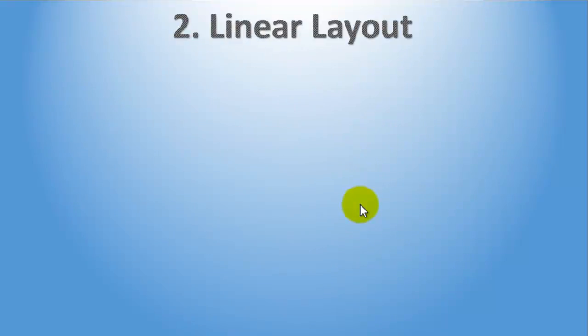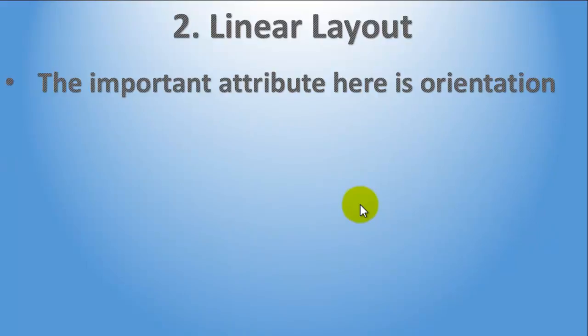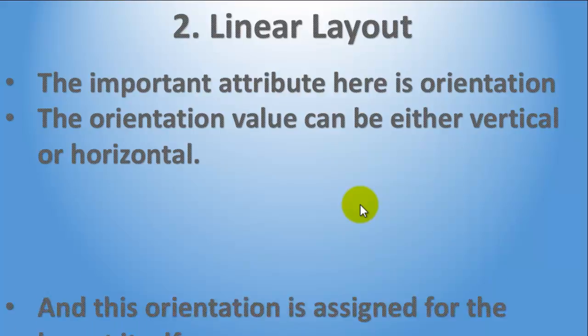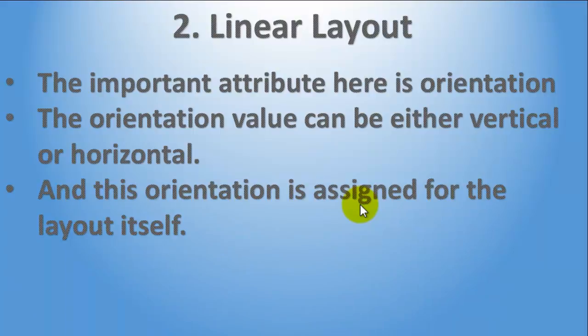Let's check it out. So the important attribute here is the orientation. The orientation value can be either vertical or horizontal. Means the elements that are placed in this linear layout are placed either horizontally or vertically in a sequential order.